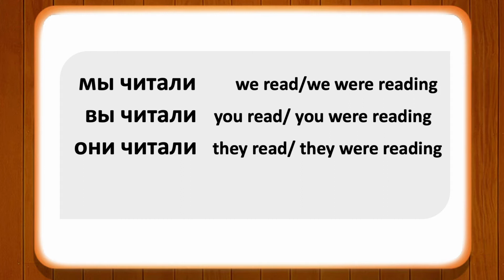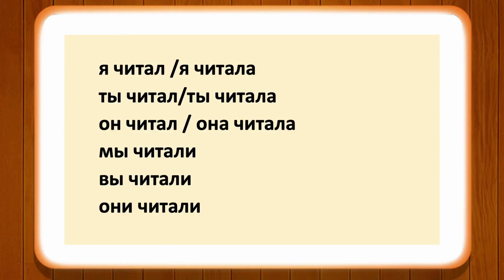Vui chitali would mean you read or you were reading. Ani chitali would mean they read or they were reading. So mui chitali, vui chitali, ani chitali are the past tense form for the verb chitat' in the plural. Let us repeat again. Ya chital, ya chitala. Ty chital, ty chitala. On chital, ana chitala. Mui chitali, vui chitali, ani chitali.